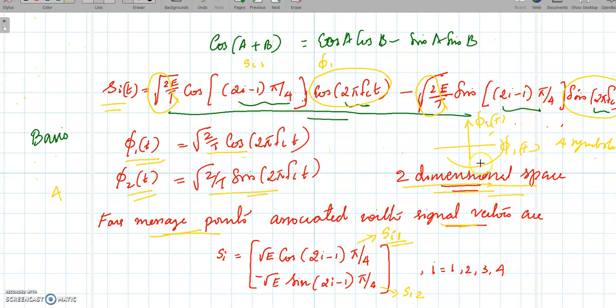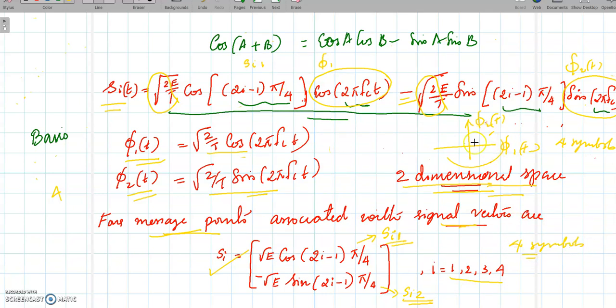Similarly, since it is two-dimensional, you have the component along the second basis function. So this is my second basis function. Then the remaining term is root E into sine((2i minus 1) pi by 4), and you have a minus sign here. So minus root E into sine((2i minus 1) pi by 4) is the component of the ith signal along the second basis function. So this I can represent as a vector. Here this i actually varies from 1 to 4, that is, we have 4 symbols. We have a total of 4 symbols.